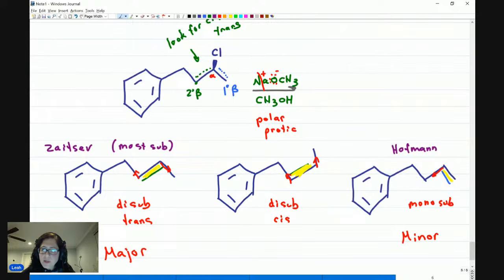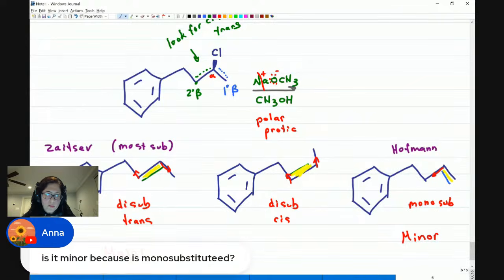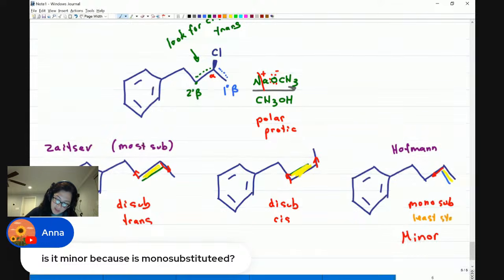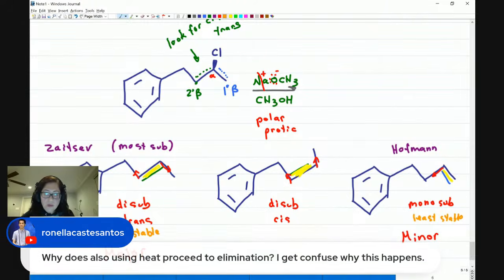All right, couple of questions first. Is it minor because it's monosubstituted? Yes, because it's monosubstituted, it is least stable. And if it's least stable, it's least likely to form. This one is most stable, which makes it most likely to form.